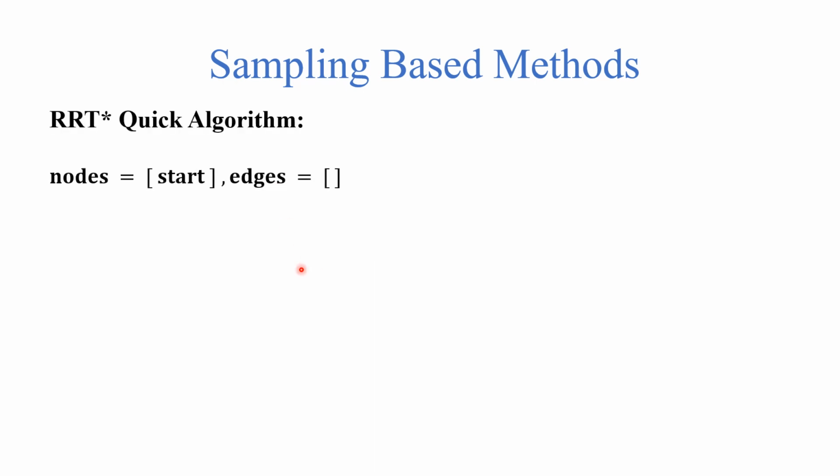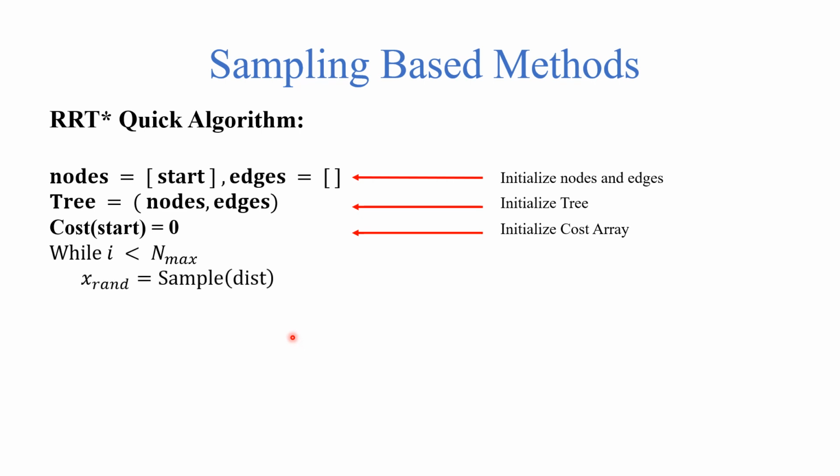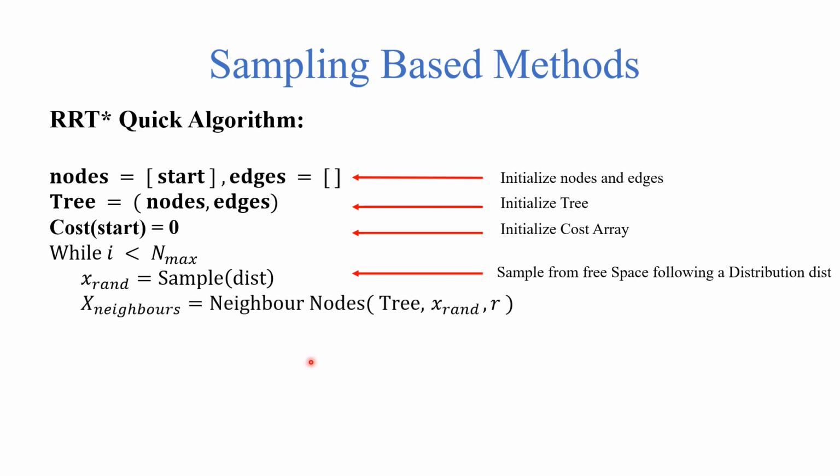Now we're going to discuss the RRT star quick algorithm in detail. First, we initialize the nodes and the edges. We initialize the tree using the nodes and the edges. We also initialize the cost array, and we repeat the following steps for a maximum number of iterations n max. The first step is, as usual, we're going to sample from the free space. Then we're going to find the neighbors within a radius r of the random point xrand.